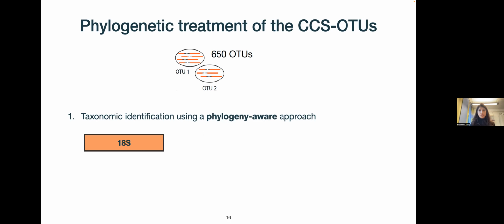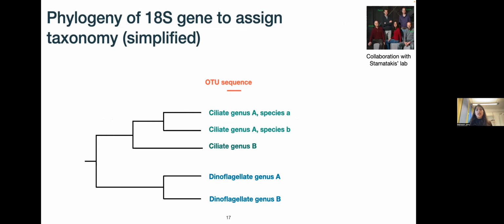For this step, we used only the 18S sequence because this gene has a much more comprehensive reference database, or databases. So I'll show a very simplified version of the method that we used. This was a method we developed with members of the Stamatakis lab. The way it works is that you start with sequences from a reference database. These are labeled sequences, and then you can build a tree with them, like so. We then used the labels at the tips of the tree to annotate the inner nodes.